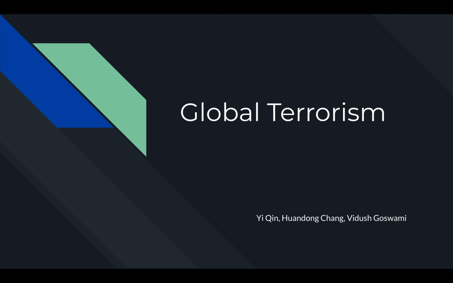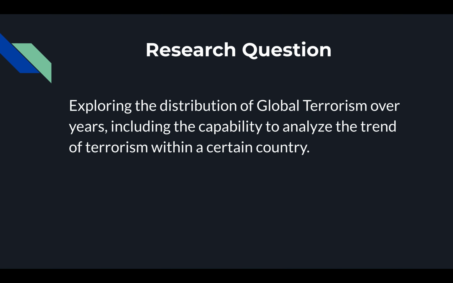Today we are introducing our project 2. We did this project with the dataset called Global Terrorism, which we obtained through Professor Kuiper's website. This dataset contains about 200,000 rows and over 50 variables, and we just trimmed down the dataset to the ones that we need. So first of all, let's look at our research question.